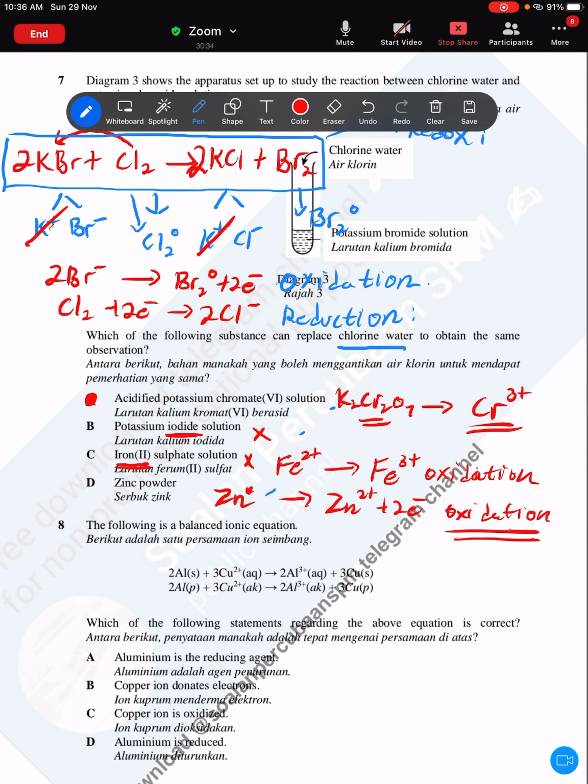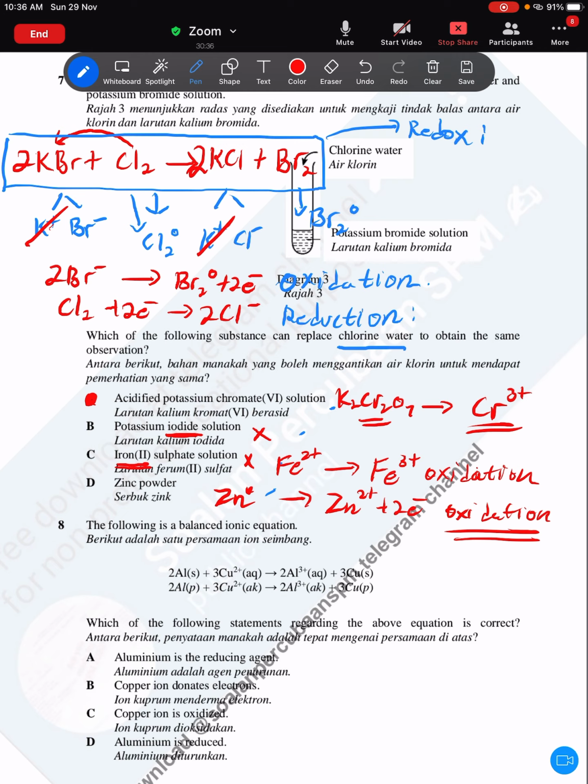So let's move on to the next one, my dear. The following is a balanced ionic equation. Okay, my dear students, if you look, the aluminium will undergo oxidation, and the copper will undergo reduction. Oxidation and reduction. Okay, therefore, the aluminium in this case is what type of agent? Is it an oxidizing agent or a reducing agent?